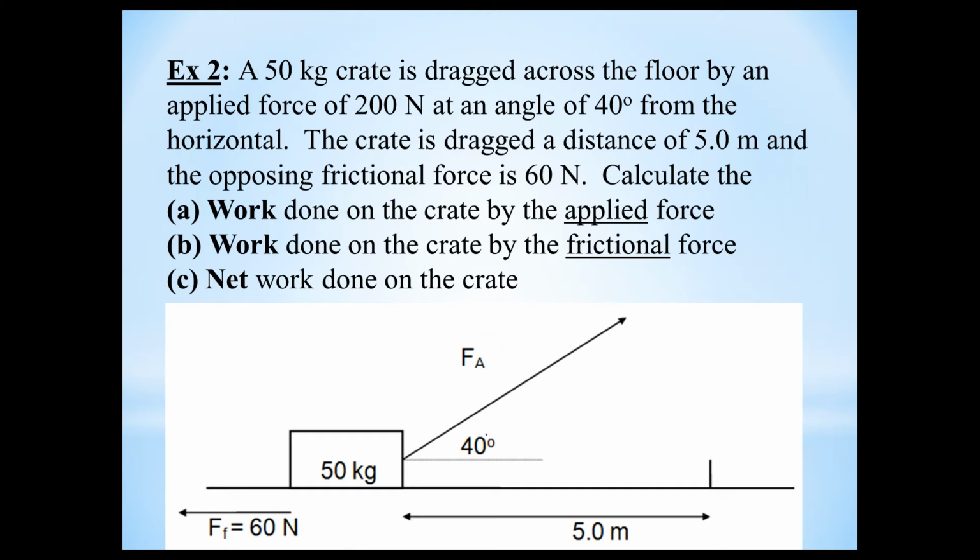Second example: a 50 kilogram crate is dragged across the floor by an applied force of 200 newtons at an angle of 40 degrees from the horizontal. It tells me I'm dragging the crate by 5.0 meters, and the opposing frictional force is 60 newtons. So let's calculate the work done by the applied force, the work done by friction, and then the net work done on the crate.